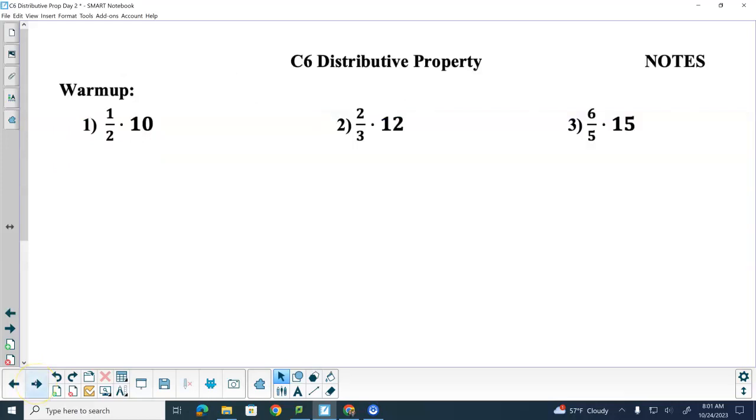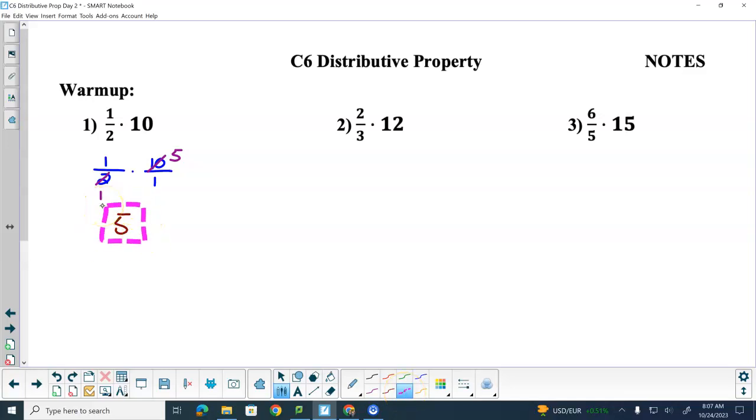All right, 3 warm-up problems. Time to shine. So we got 1/2 times 10 over 1. Is there anything that we can reduce before we start? Yes, 2 goes into 10. 2 goes into 2 once, and 2 goes into 10 5 times. Multiply straight across. Gets me 5 there. If you did it the other way, you would have 10 over 2, which is also 5, which reduces to 5.